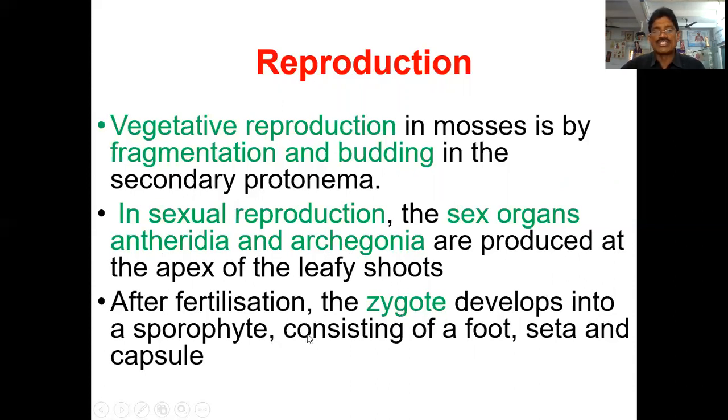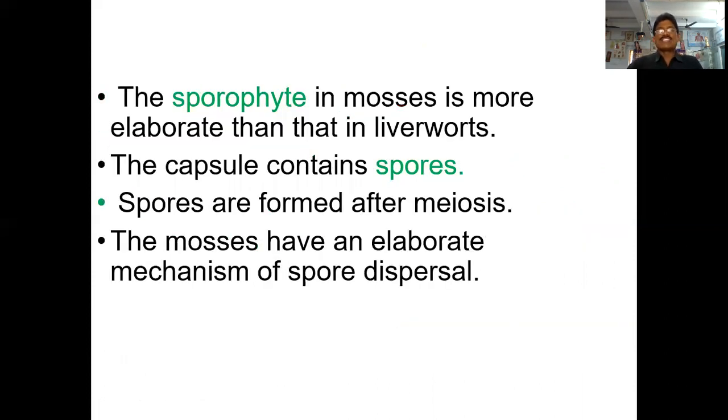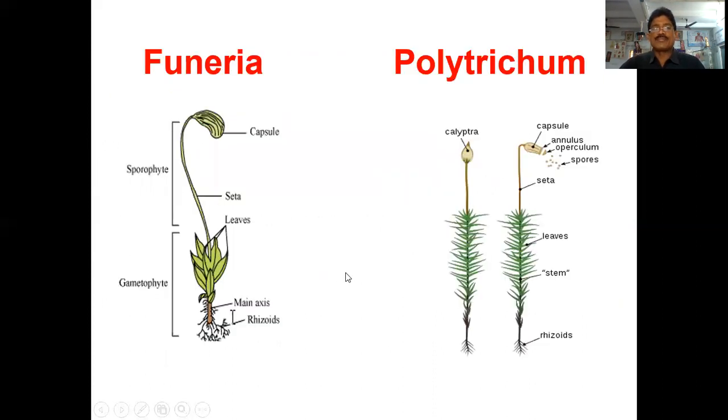The zygote develops into the sporophyte, consisting of a foot, seta, and capsule. The sporophyte in mosses is more elaborate than in liverworts. The capsule contains spores. The spores are formed after meiotic division. Mosses have an elaborate mechanism of spore dispersal. So these are examples: Funaria and Polytrichum.